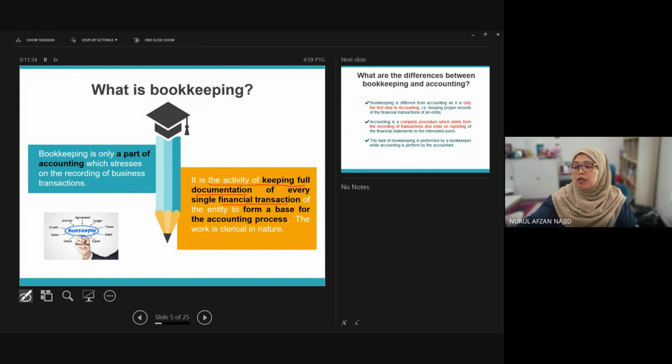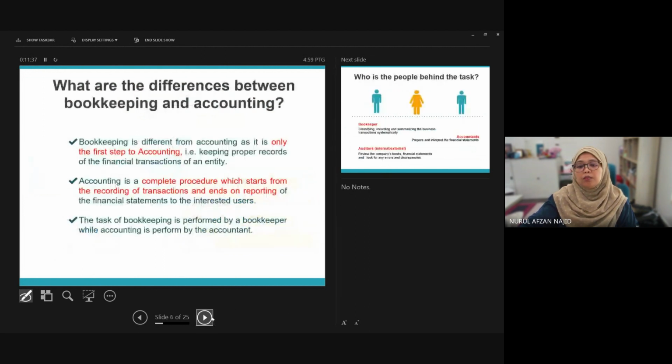Okay, so there are the difference between bookkeeping and accounting. So what are the difference between bookkeeping and accounting? Bookkeeping is different from accounting as it is only the first step to accounting. Okay, it's only keeping proper records, ataupun they just buat satu simpanan ataupun satu buku yang melibatkan recording the financial transaction of that particular entity.